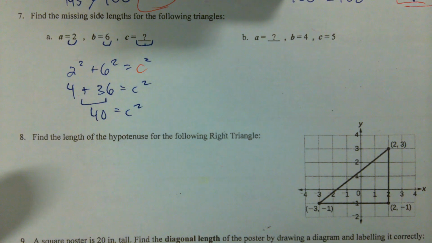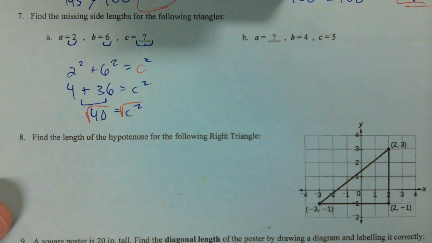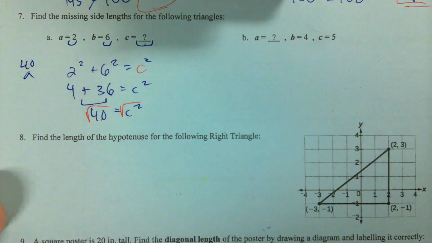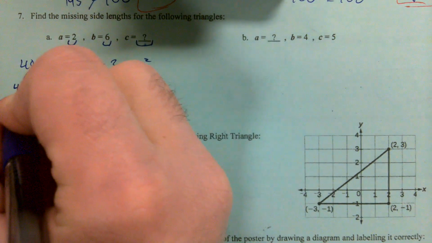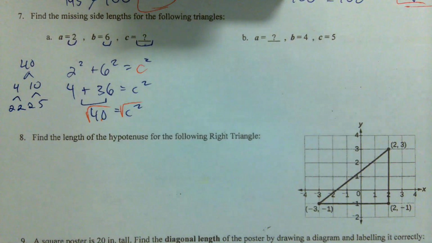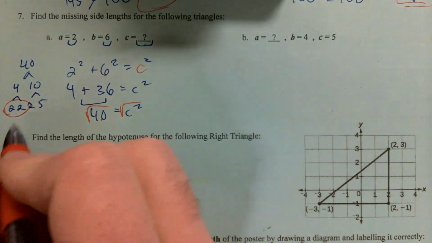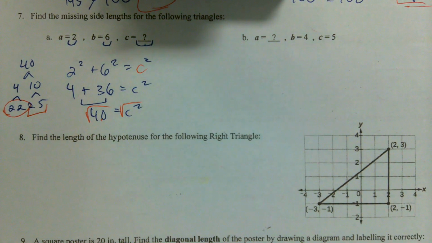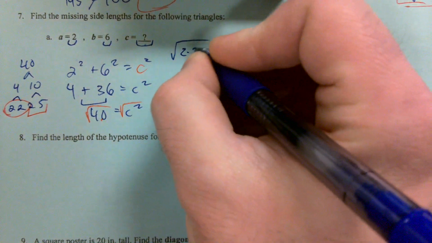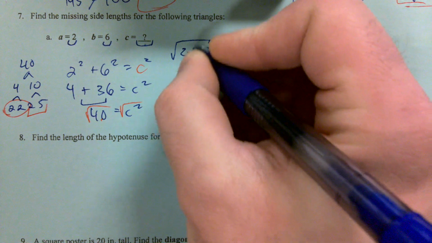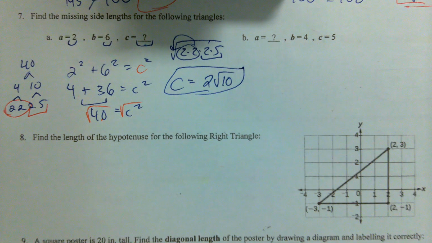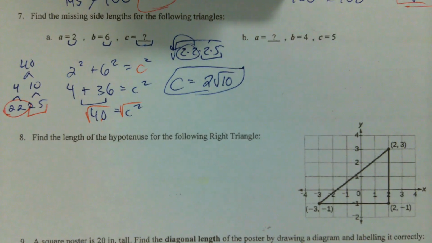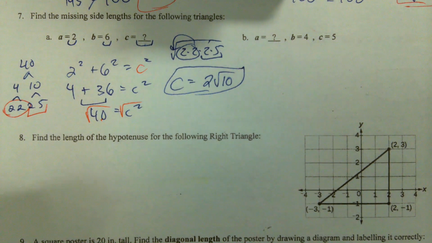What do I do now? Square root both sides. Is 40 a perfect square? No, but I can break it up. What two numbers multiply to give me 40? 4 and 10. What about 10? 2 and 5. 4 is, of course, 2 and 2. So I've got a pair of 2's, and a 2 and a 5 left over. c is equal to 2 root 10. Okay, so that's it for solving for the missing hypotenuse.